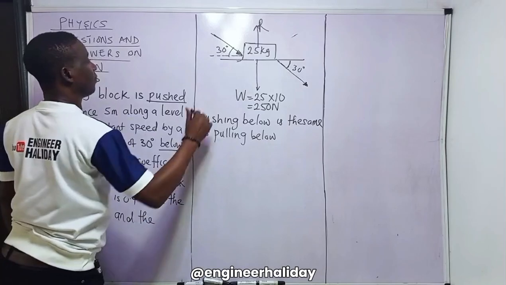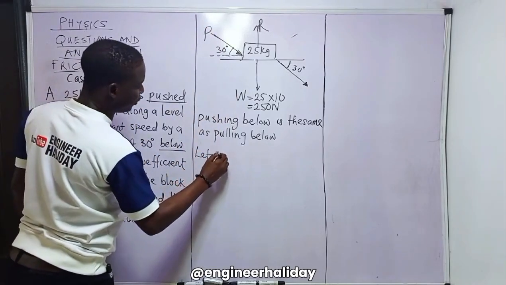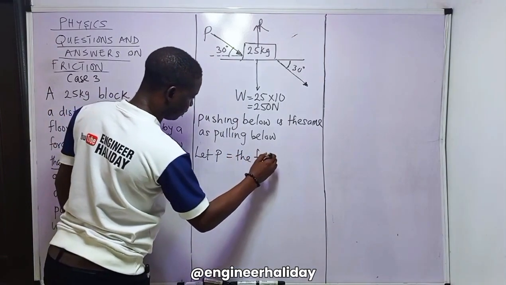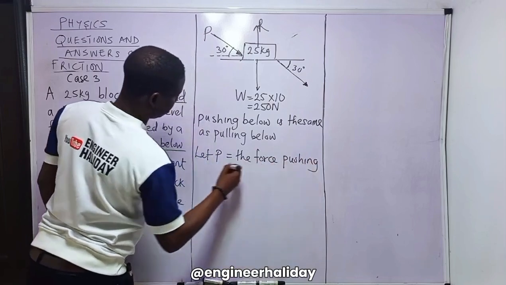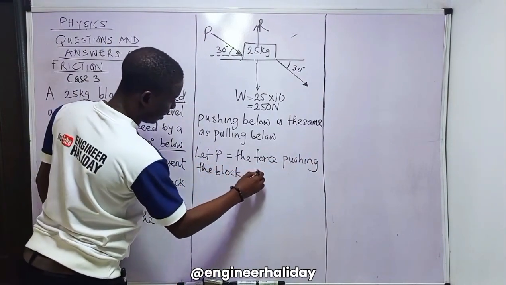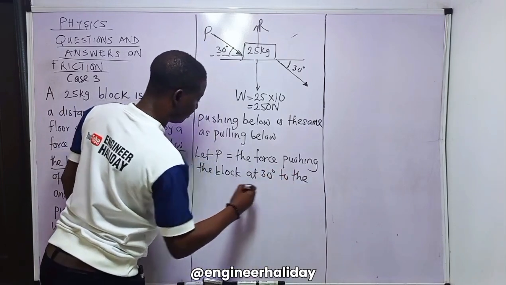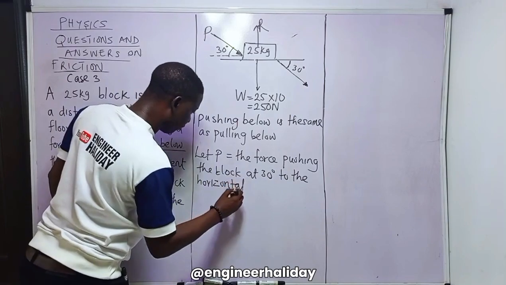So what force is this? Let's call it P. Let P be equal to the force pushing the block at 30 degrees to the horizontal.